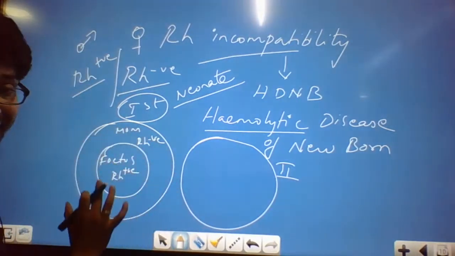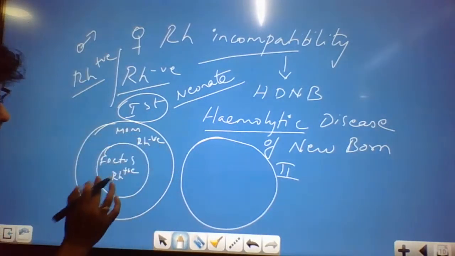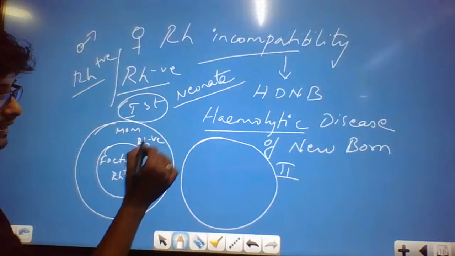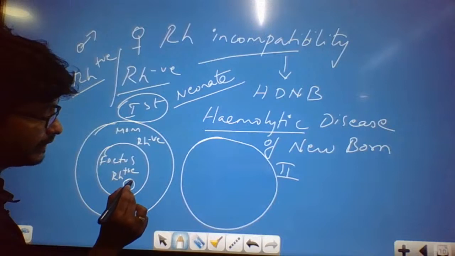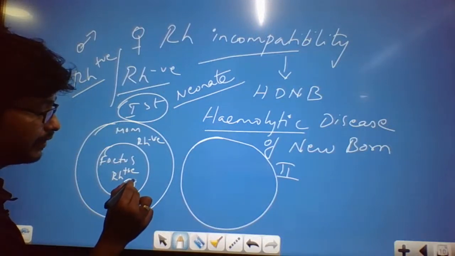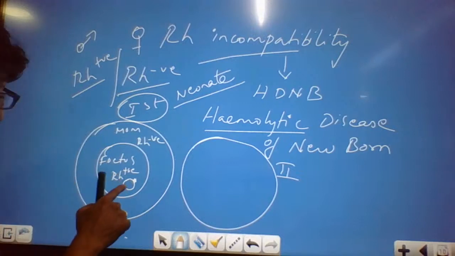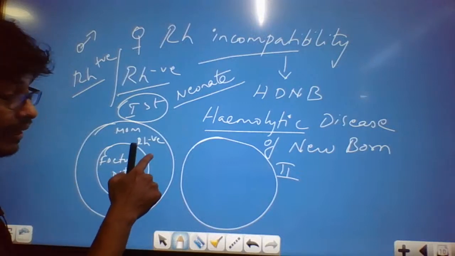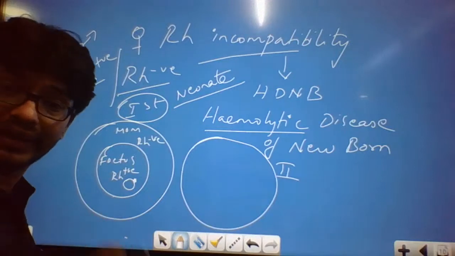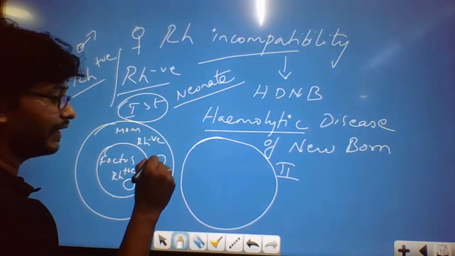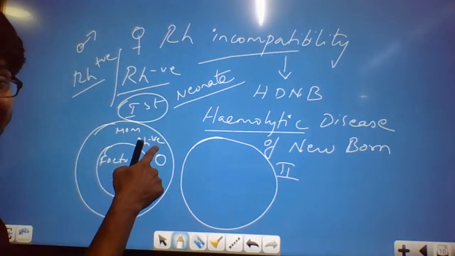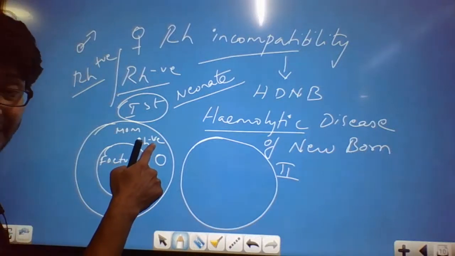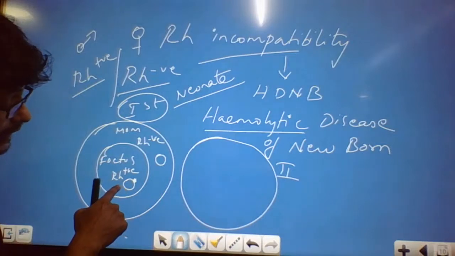So now this fetus is RH positive, right? The fetus is RH positive, and the mom is RH negative. What is happening now? The fetus's RBC has something called the RH antigen present, but the mother does not have it. Her RBC does not have the RH antigen, because she is RH negative, but the fetus is RH positive.